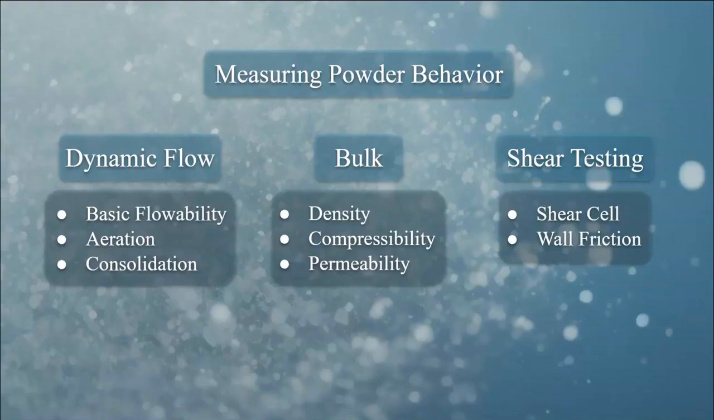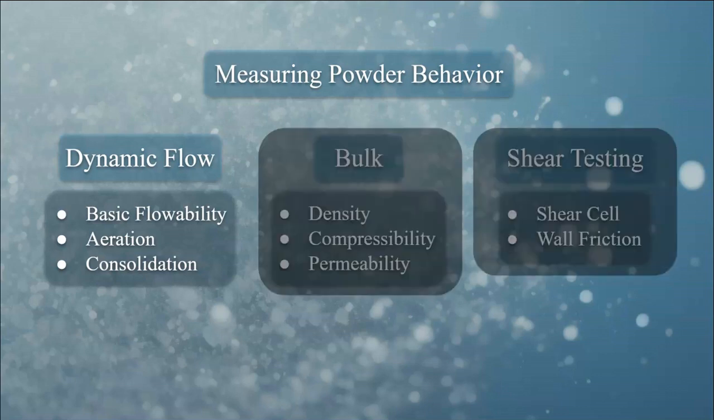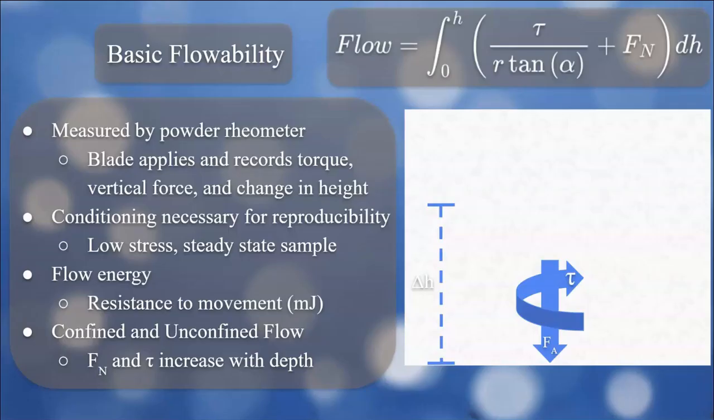So, since we now know that powder behavior relates to the industry and why it's important, how do we measure it? Well, we're going to be focusing on three different types of powder behavior measuring, which are going to be dynamic flow, bulk, and shear testing. So to start us off, we're going to be going with dynamic flow.